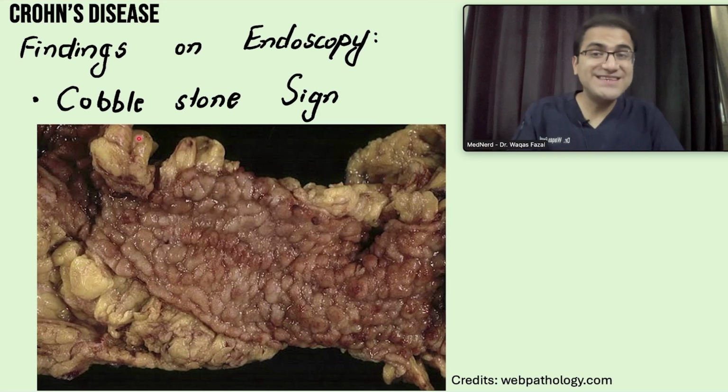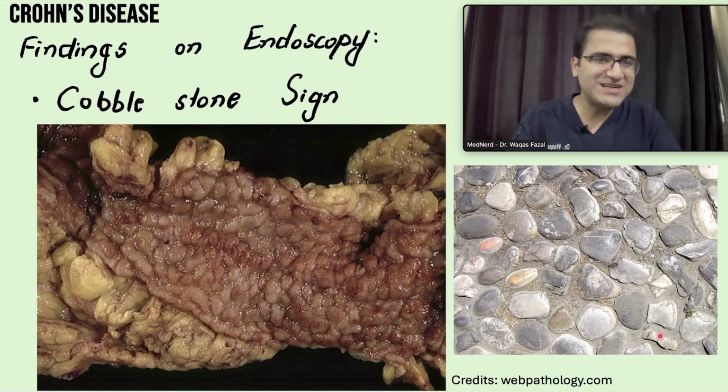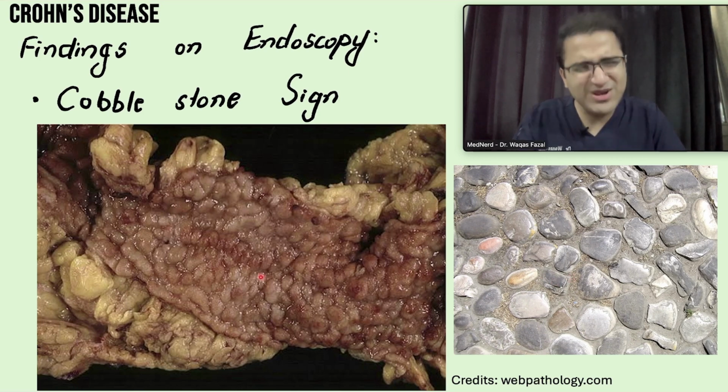Another thing that you will see in the patients with severe Crohn's disease is the cobblestone sign. What is cobblestone? Cobblestone is the stone pattern like this in the past, where these stones were placed on the roads to make the roads. So that pattern is commonly seen in patients with Crohn's disease due to the chronic state of inflammation that is going on, and that fibrosis that gives it an appearance like cobblestone.